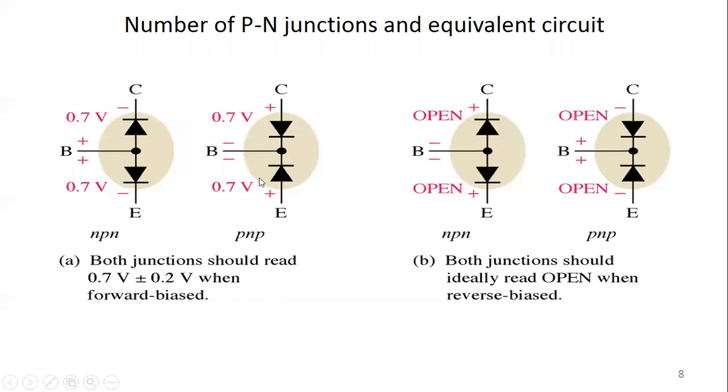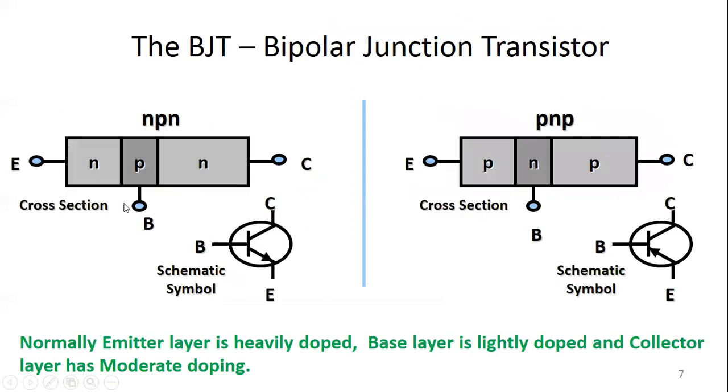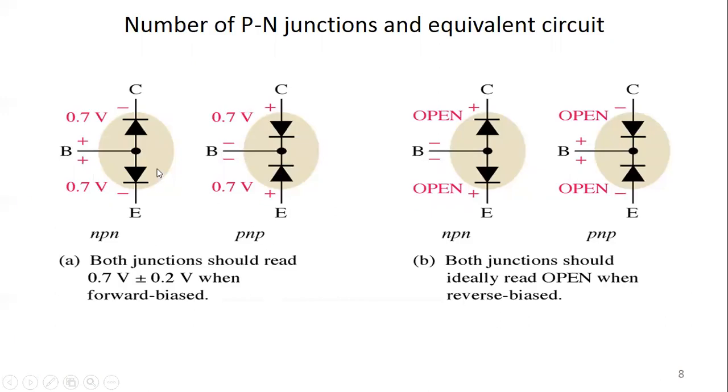As we know, the BJT consists of PN junctions. So definitely there are PN junction diodes formed within this device. If we try to model that device in terms of PN junction diodes, we will get the equivalent circuit in terms of diodes like this.